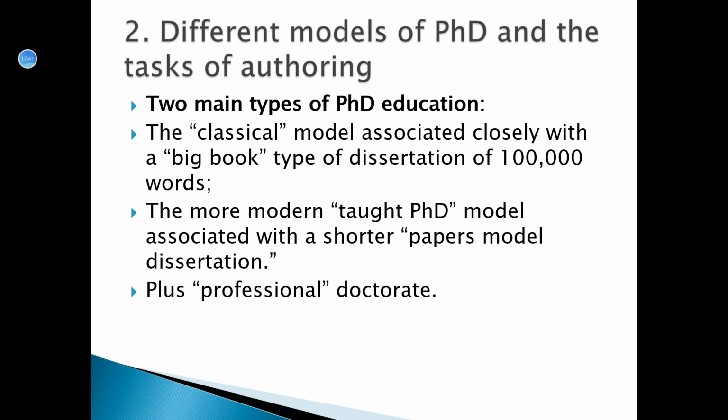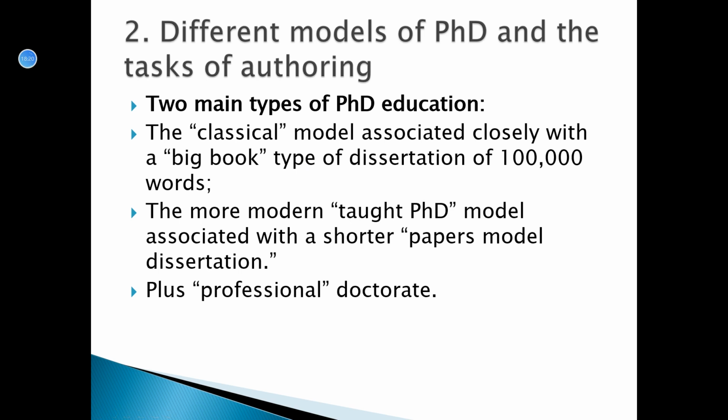The classical model of PhD education basically requires a student to write a big book type of dissertation with about 100,000 words. But for the taught PhD model, students just need to write a shorter one, and that kind of dissertation is the papers model dissertation. What is the difference between the two kinds of dissertations? The big book dissertation is kind of a book, right?